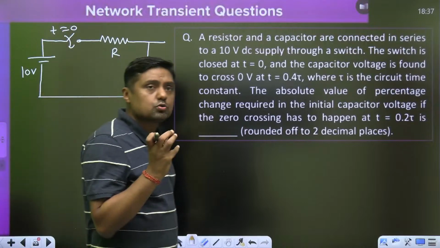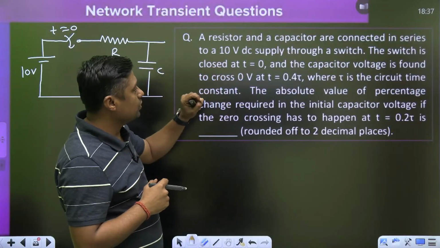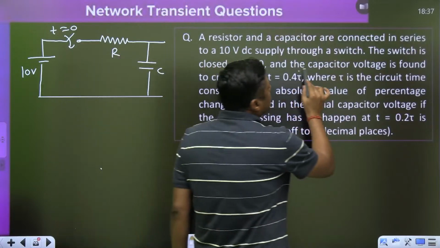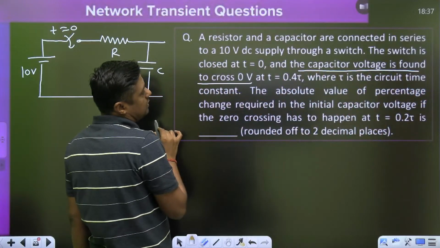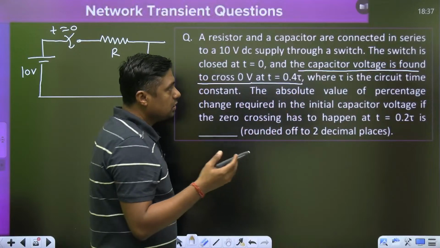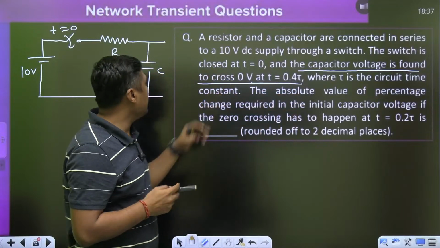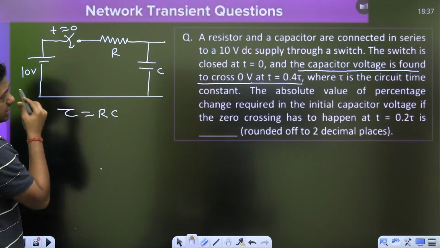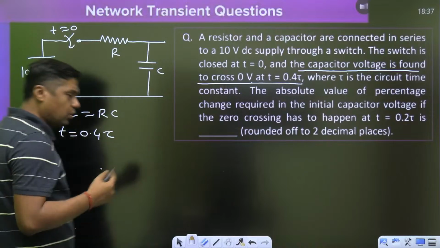Very important one is to go through the language of this question. If the switch is closed at t equal to 0, the capacitor voltage is found to cross 0 volt at t equal to 0.4 tau. Where tau is the circuit time constant. What is the time constant of this circuit? RC. And what is written here, at a time t equal to 0.4 tau, it will cross the 0.